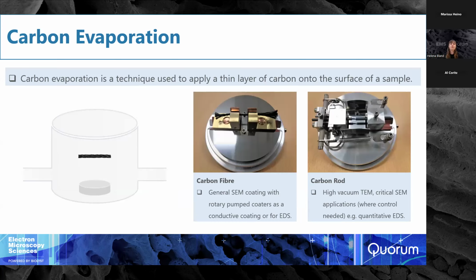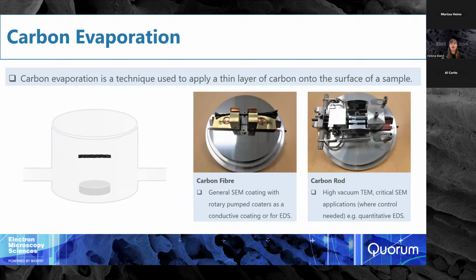Moving on from sputter coating, we have our carbon evaporation. And carbon evaporation tends to be used for when we want to do SEM and we want to do elemental analysis, or if we're looking to coat TEM grids. So carbon evaporation is a lot more of a straightforward technique.